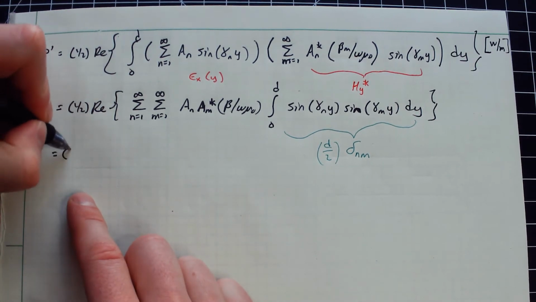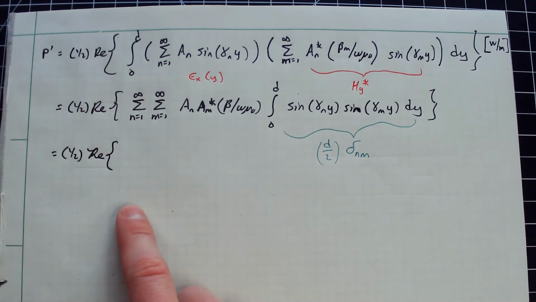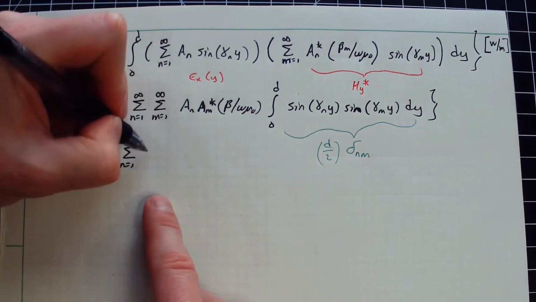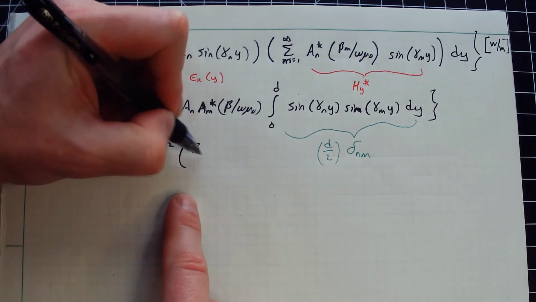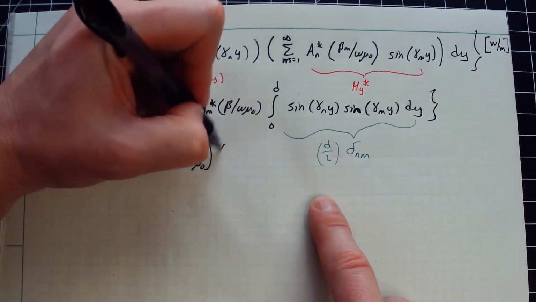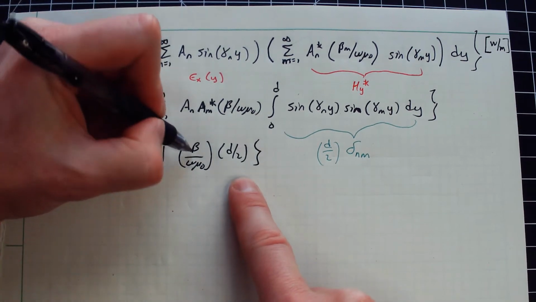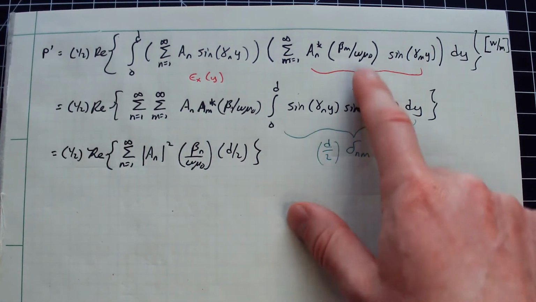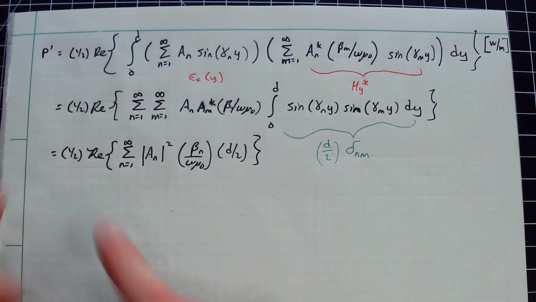So what we'll get is the following: 1/2, real part, and I hope I don't bump into this, I'm going to get the summation from n equals 1 to infinity, a sub n magnitude squared, beta over omega mu naught times d over 2. Now notice everything here is real, and this is actually going to be a beta sub n. So I should have put a little sub n there as well, because we had it implied up here. So only n equals m matters, so this is what we get at the end of the day. Everything here is real valued, except maybe this particular constant here.